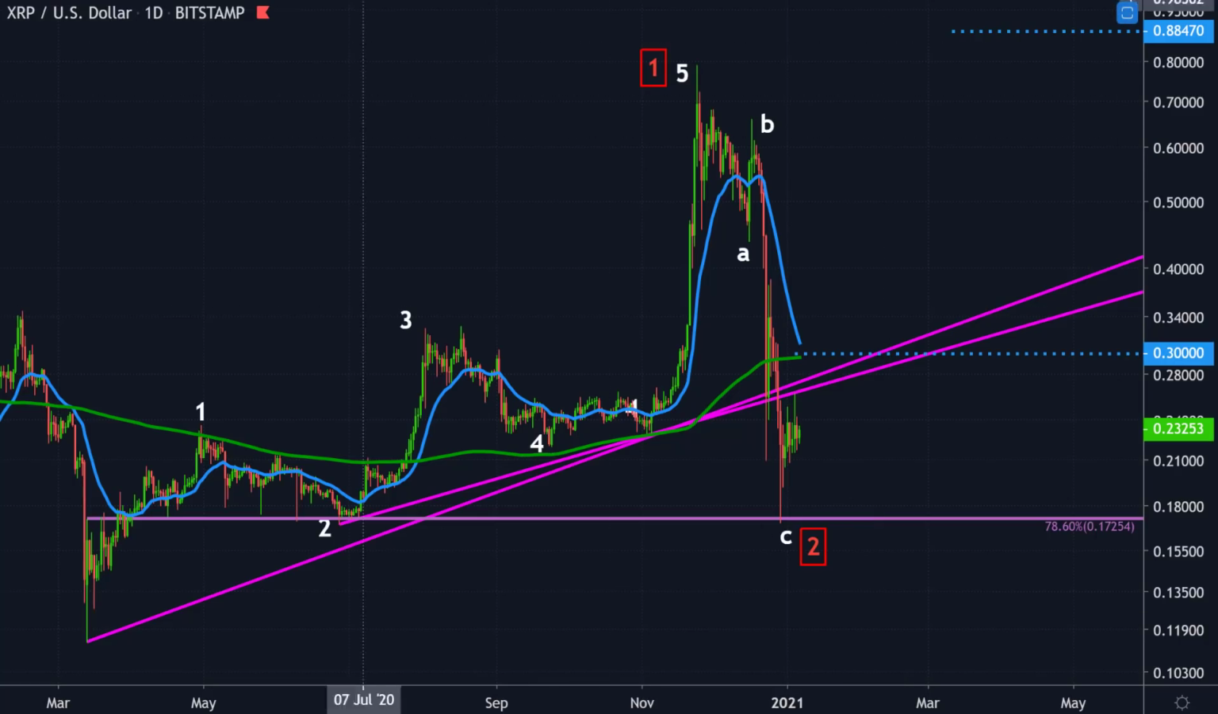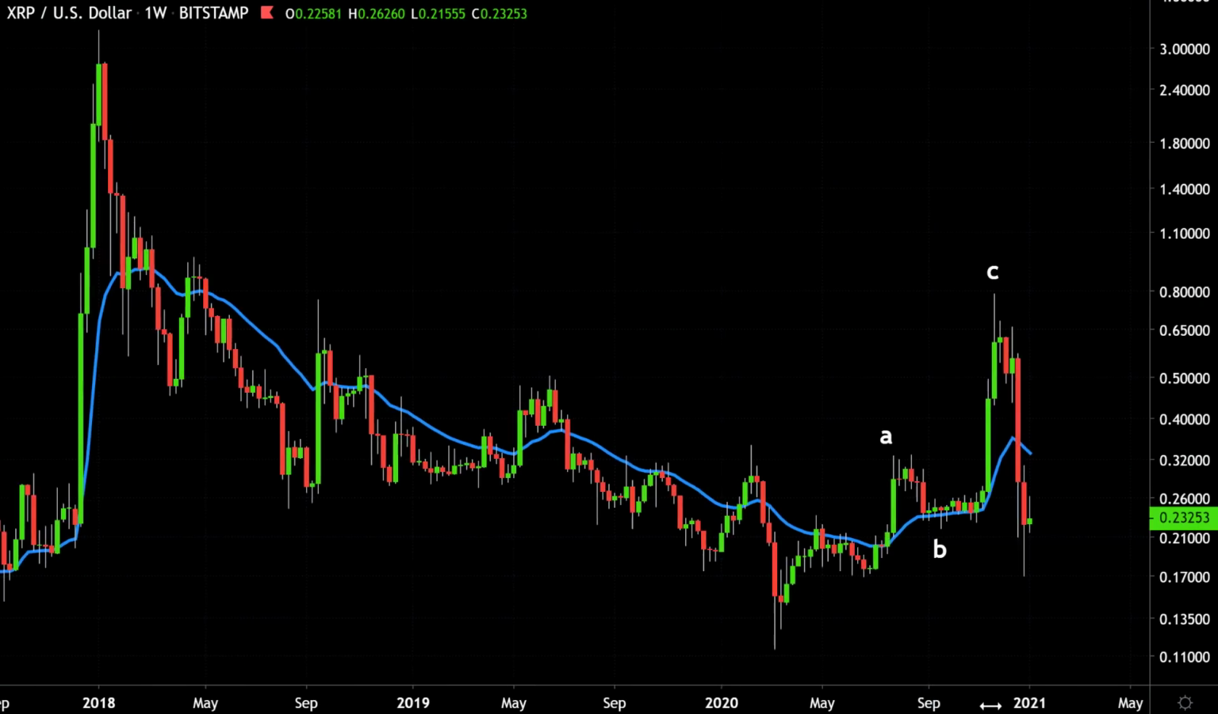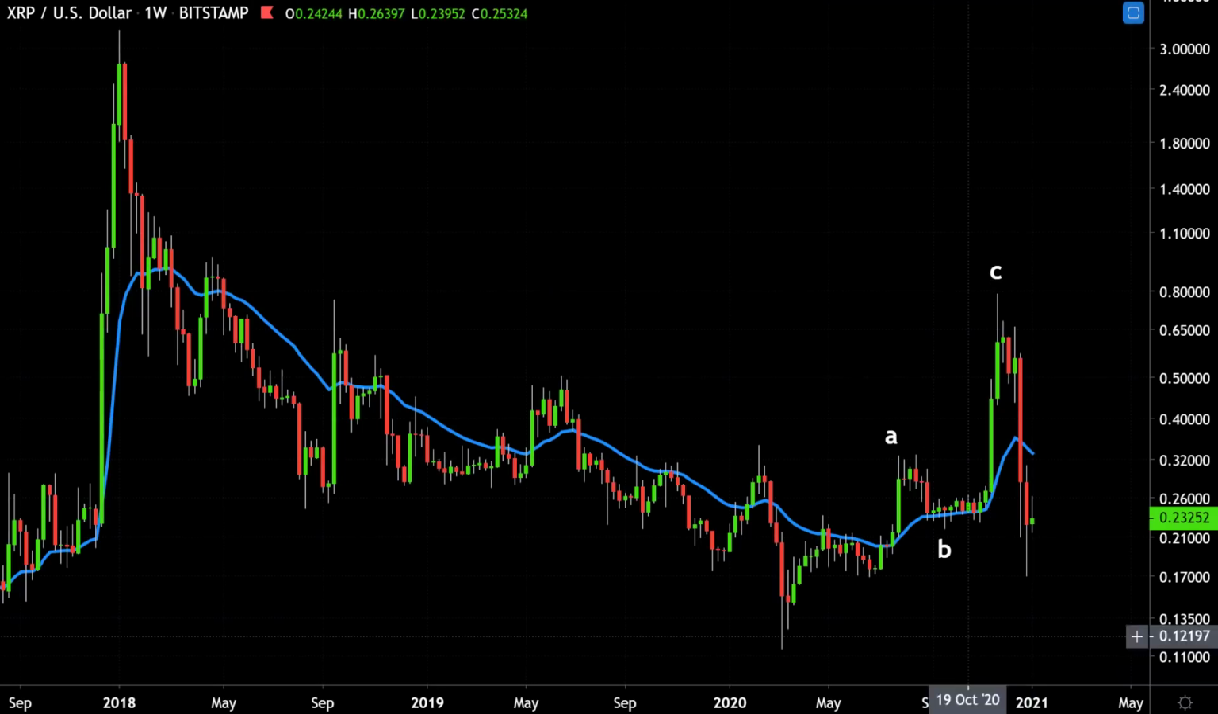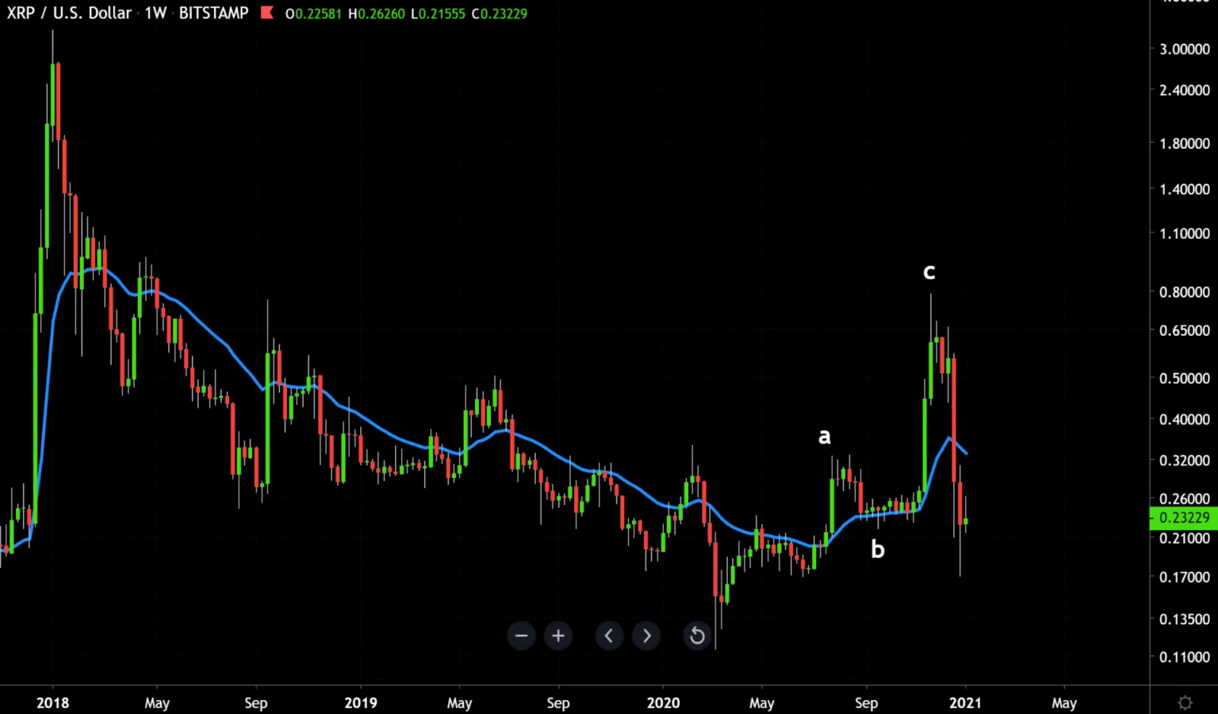Like you can see here, that would mean an ABC scenario like this. This is actually a weekly chart, a longer time frame chart. This bearish perspective would mean that this entire rally from March to November has been an ABC corrective pattern, and then this crash is only the start of a much bigger crash that's going to happen, taking us down significantly lower.